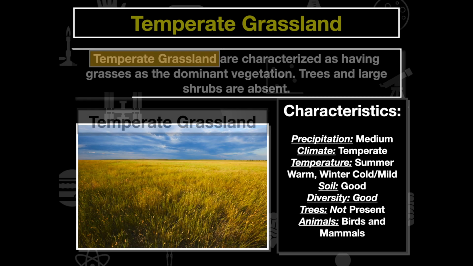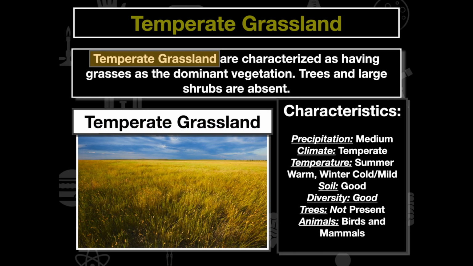The next biome that we're going to look at is the temperate grassland, and these are characterized as having grasses as the dominant form of vegetation. Trees and large shrubs are going to be absent. Now, characteristics of the temperate grassland. We're going to see precipitation is medium, climate is going to be temperate, with warm summers and cold and mild winters. Soil and diversity are both good, but there are no trees present. We're going to see the presence, though, of birds and mammals.